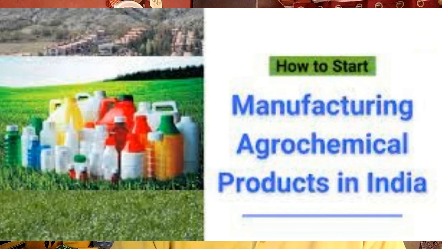The next point is, what are the examples of agrochemicals? SAICM project, pesticides, fertilizers, liming and acidifying agents, soil conditioners, and chemicals used in animal husbandry.